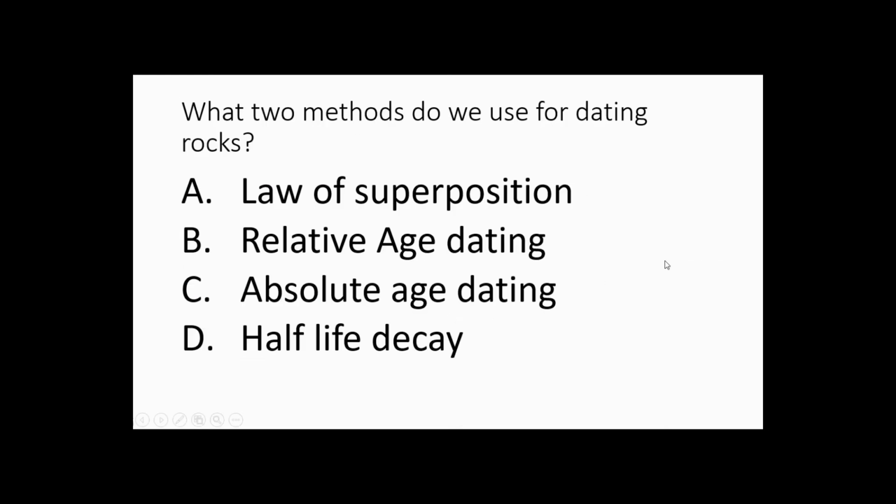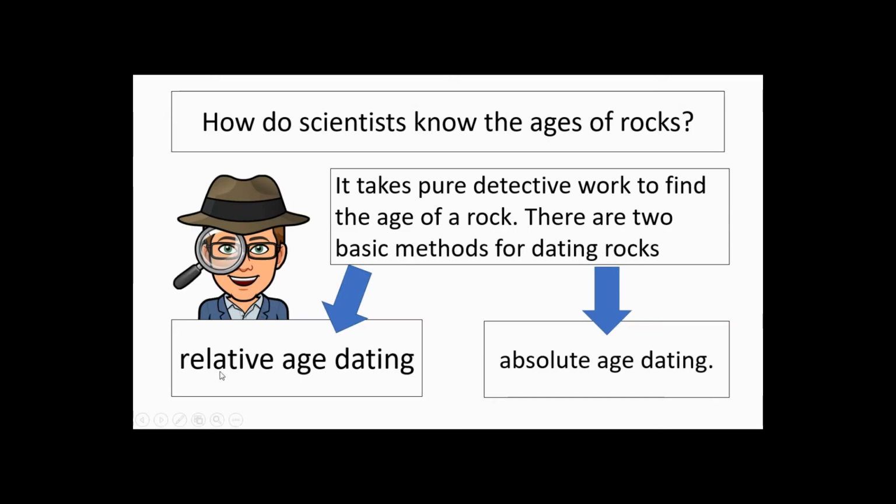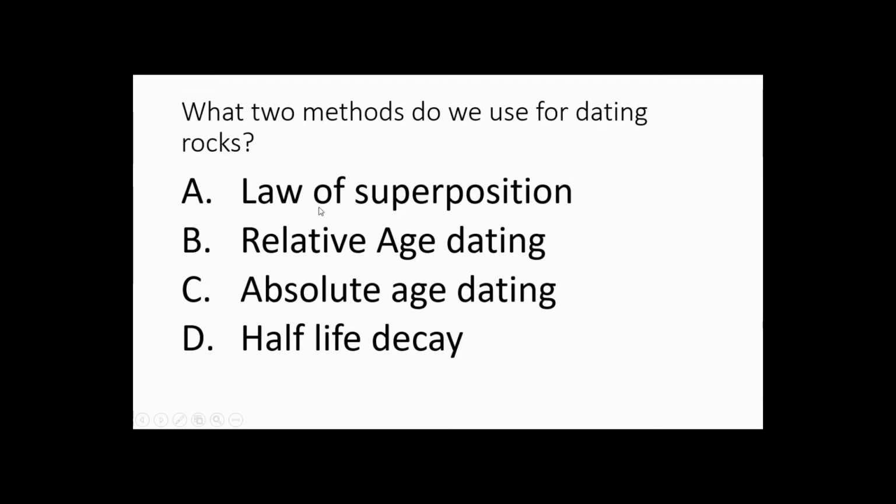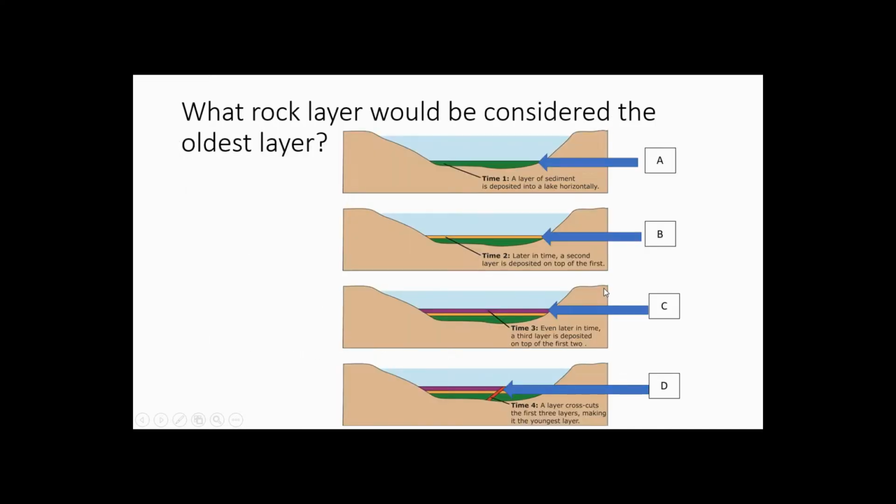So in our class, we actually turned this into a quiz using our quizdoms. And one of the questions I asked you is, what two methods do we use for dating rocks? And as you can see, relative and absolute was the answer. So relative age dating and absolute age dating are the two methods we use for dating rocks. Well, what rock layer would be considered the oldest?